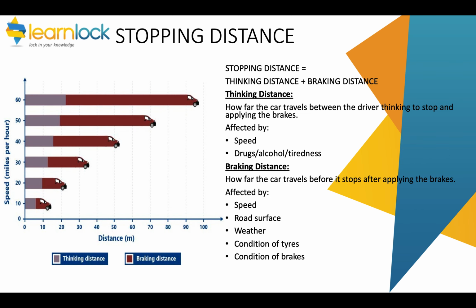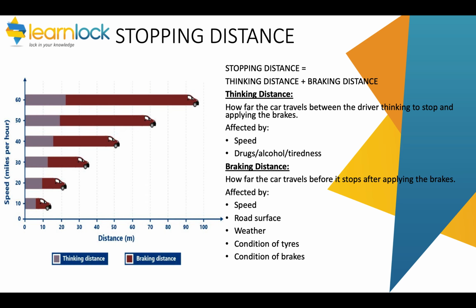You need to know about stopping distances. A stopping distance of a car or a vehicle is the thinking distance plus the braking distance. Thinking distance is how far the car travels between when the driver thinks they have to stop to applying the brakes. And that can be affected by how fast they're going, but also affected by their reaction rate, which is affected by things like drugs, eyesight, tiredness, etc.